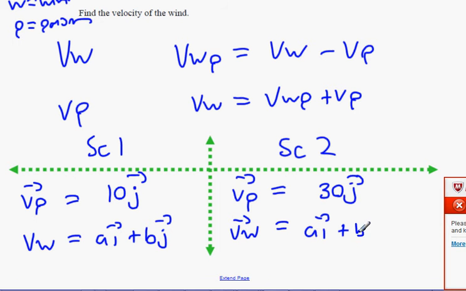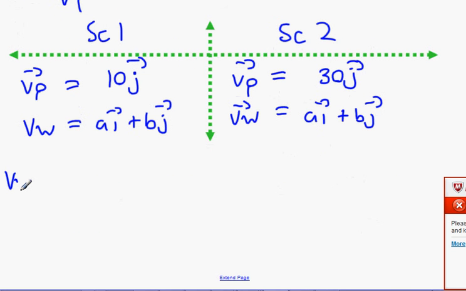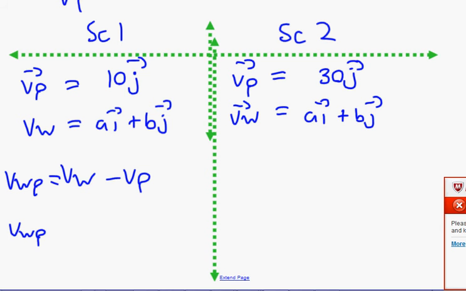Now, what I'm going to do next is I'm going to get the velocity of the wind relative to the woman, VWP, for both of them. Now, VWP equals VW minus VP. Scenario A, or scenario 1, is what's going to happen there. It's going to be minus A, yeah? I think.